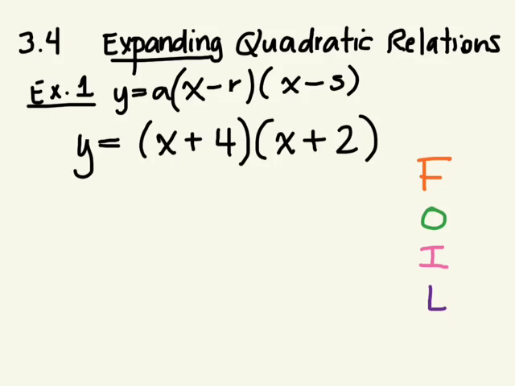I'm going to show you a couple of methods. When we expand it, it's going to end up being in standard form, okay? So we're going from factored form to standard form. I'm going to show you two methods. The first one is called FOIL.